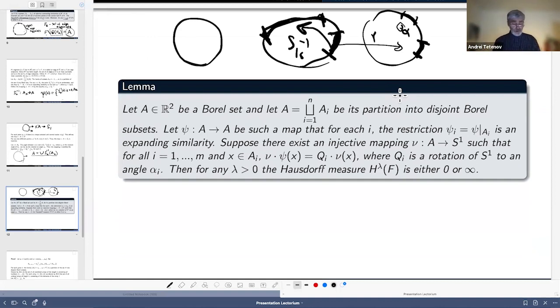So we prove the following lemma. Let A be a Borel set in R2 and suppose it is partitioned into disjoint Borel subsets, and let psi be a map such that for each I, the restriction of psi on AI is an expanding similarity. Suppose there is an injective mapping nu from A to S1 such that for all I, nu composed with psi of x equals QI composed with nu of x, where QI is a rotation by an angle alpha. Then for any lambda, the Hausdorff measure of A is either zero or infinity.